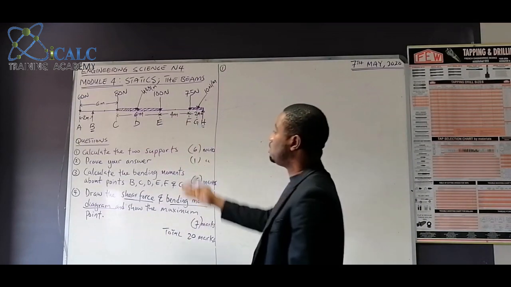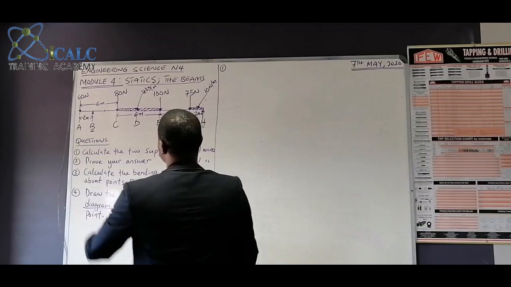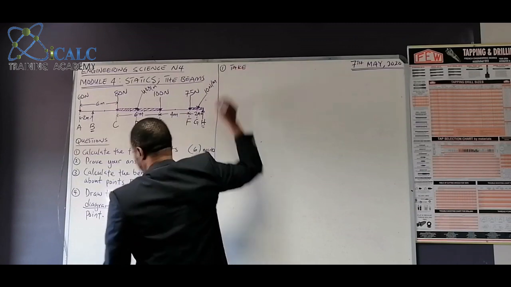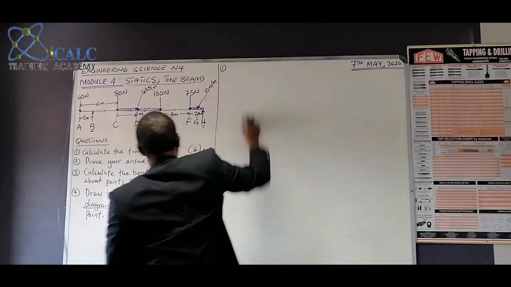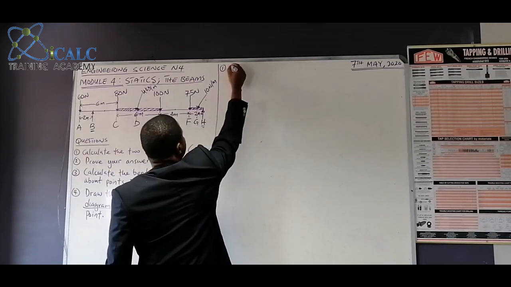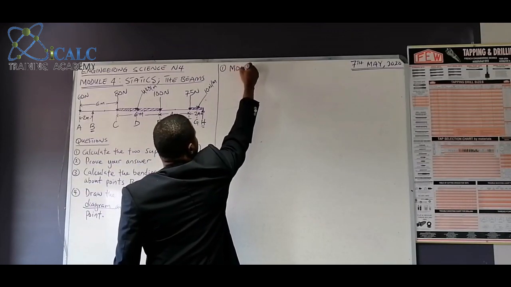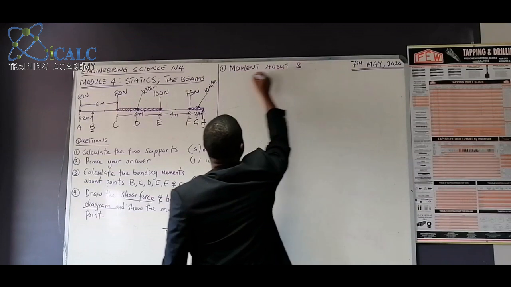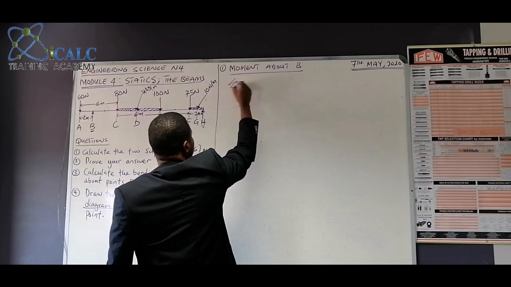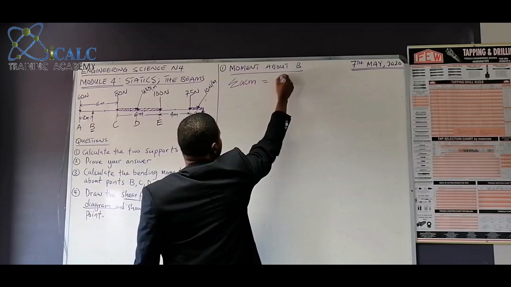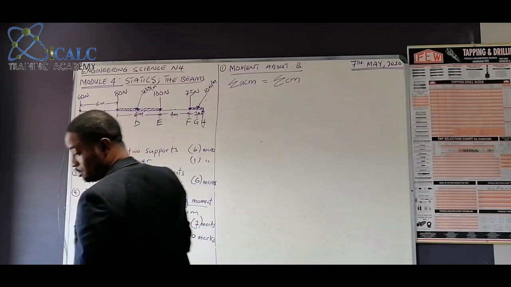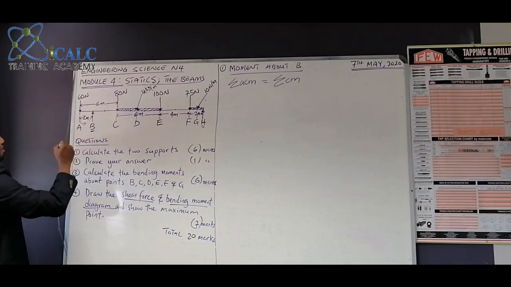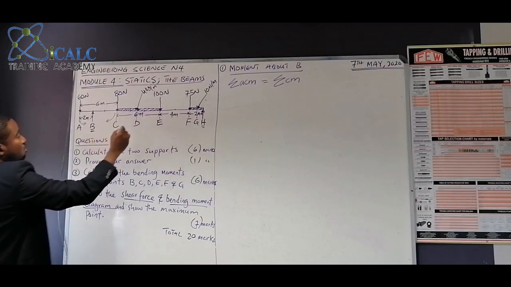Number one, they are asking us to calculate the two supports. We have B and we have H. So we want to take moments about support B. We say the sum of anti-clockwise moments will be equal to the sum of clockwise moments. So let's check. Our 16 Newton, we go anti, 80 will be clockwise.